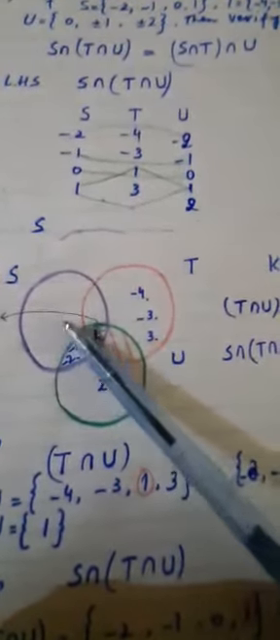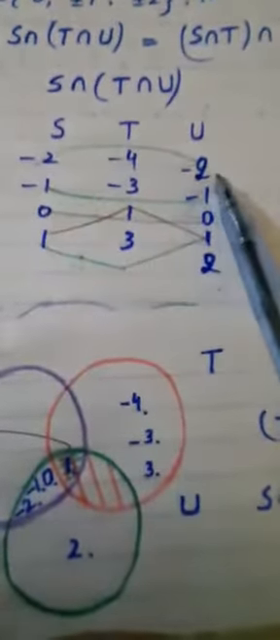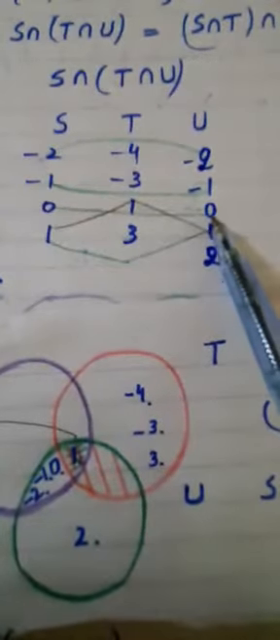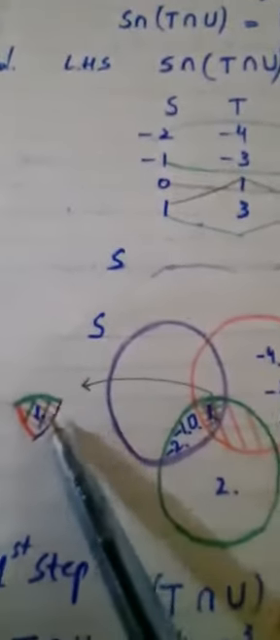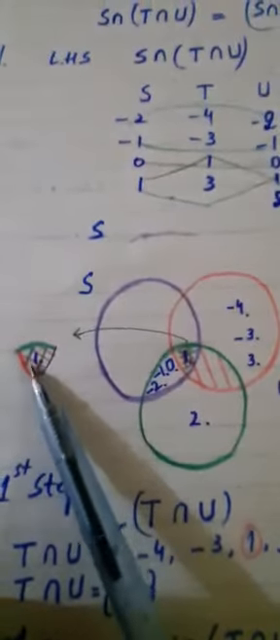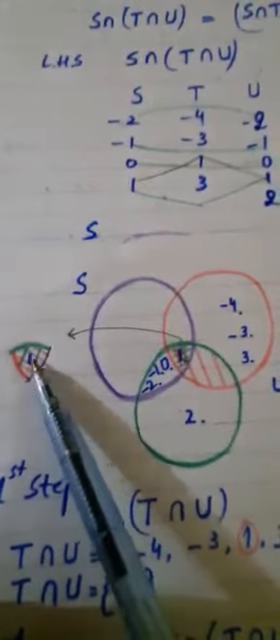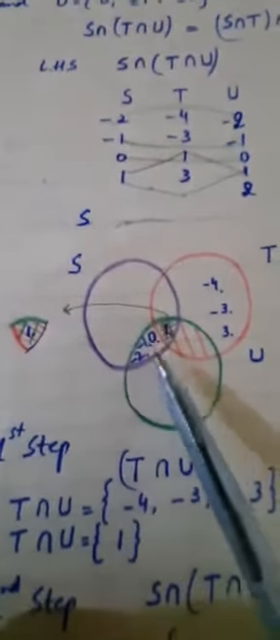Here between S and U sets we can find minus 2 is common, minus 1 is common, 0 and 0 is also here. So all these elements which are common between S and U sets will go into this intersection part: 0, minus 1, minus 2. I have shown it here in this way. And 1, which is common in three sets, will be shown here in this intersectional part.